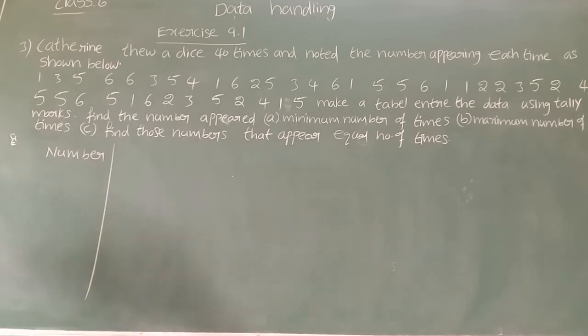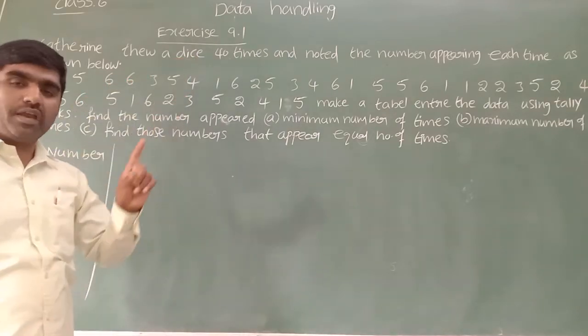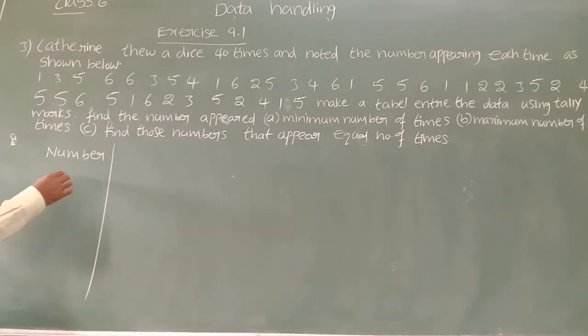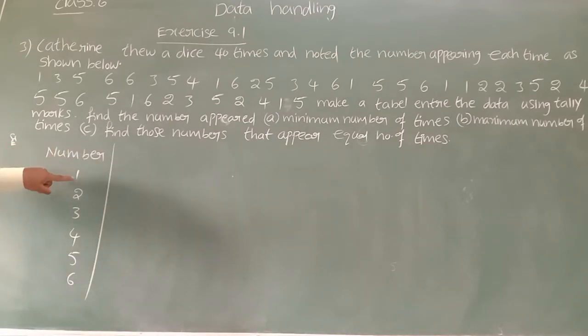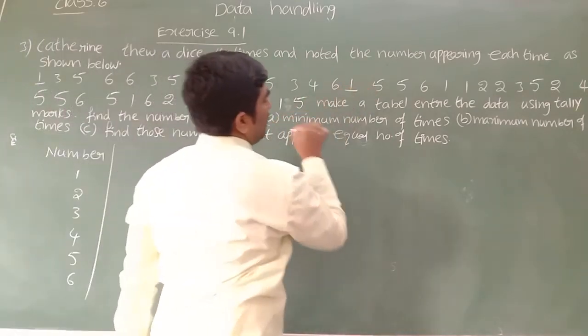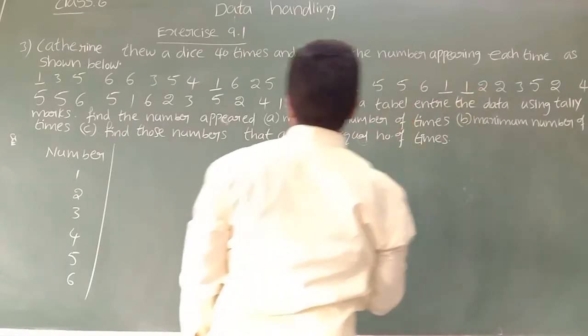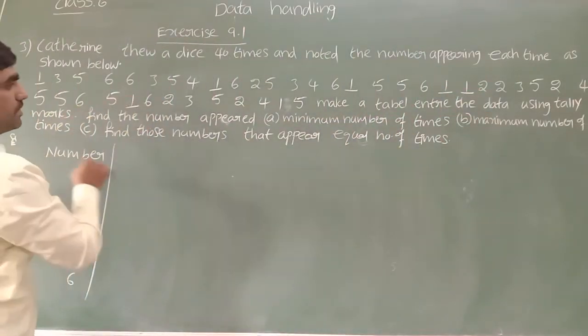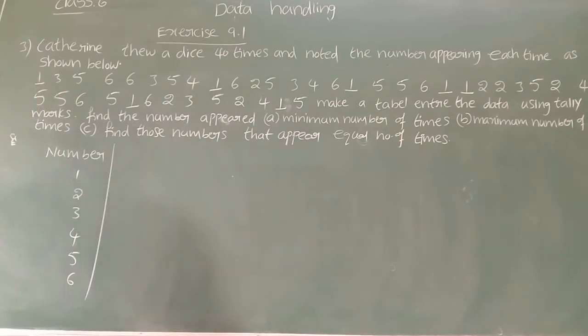I said it has 6 faces, so we'll get any one on the top face. It may be 1, 2, 3, 4, 5, 6. So here we can see how many times that 1 is repeated. Yes, I can see here 1, 2, 3, 4, 5, 6, 7. 7 times. Out of 47 times she got the top face as number 1.